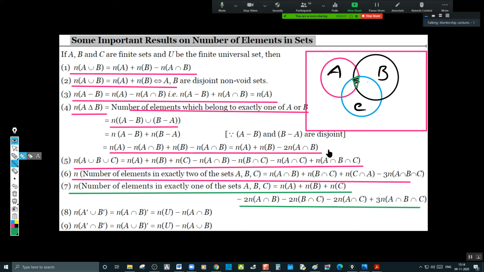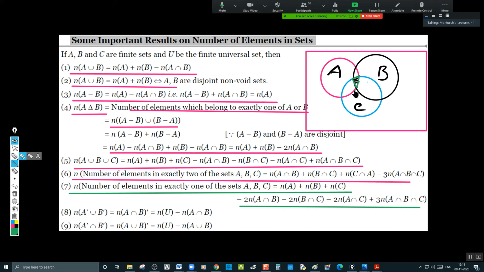What does it mean by one of the sets? Anyone, do you respond, please? What is the meaning of exact? Only B or only C. That's right. So only A or only B or only C. So if I write N of A plus N of B plus N of C, what happens? If I write that in N of A, B comes and C also comes. How many times does it come?